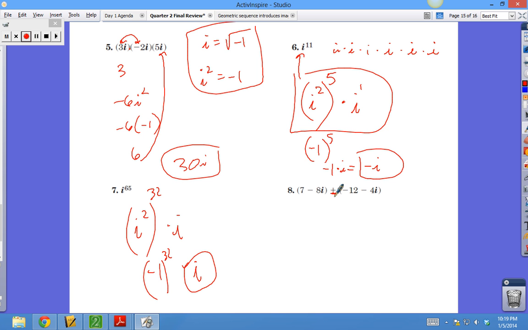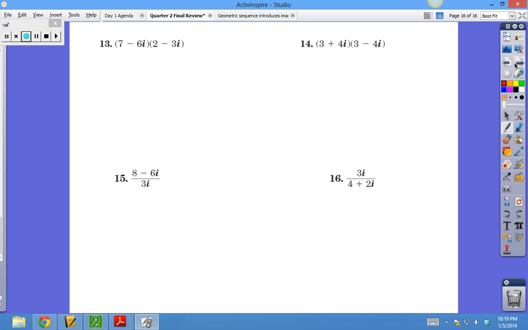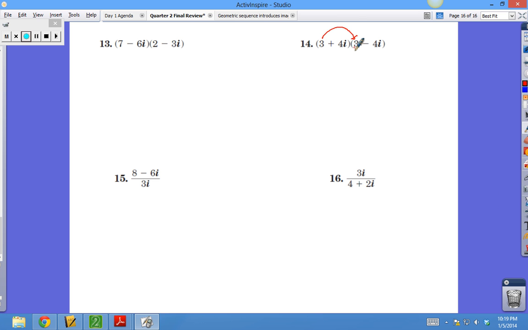Okay, it's going to be the easiest. It's a plus. So I only plus my like terms. 7 plus a negative 12 is a negative 5. Negative 8i plus negative 4i is negative 12i. That's it. Just like terms. Okay, this is times. Let's look at 14. 3 times 3, that's 9. 3 times a negative 4i is negative 12i.